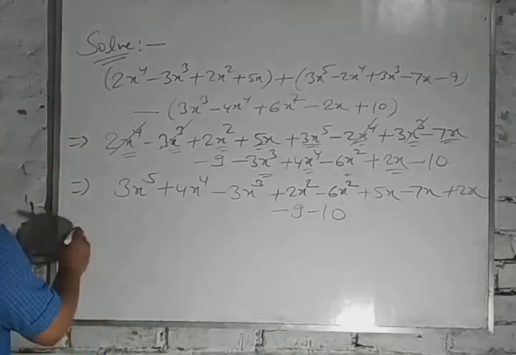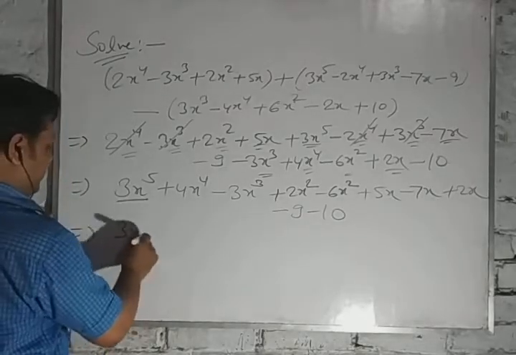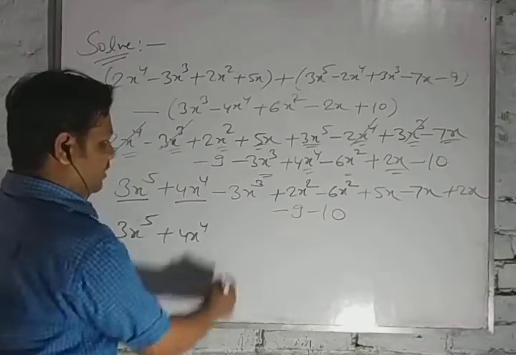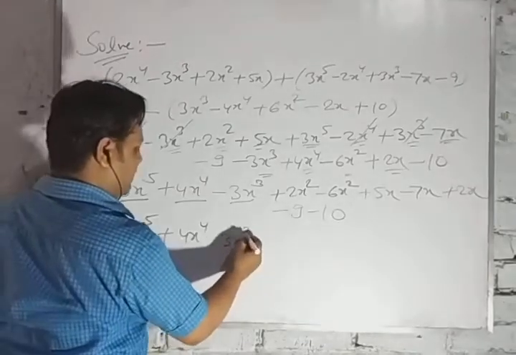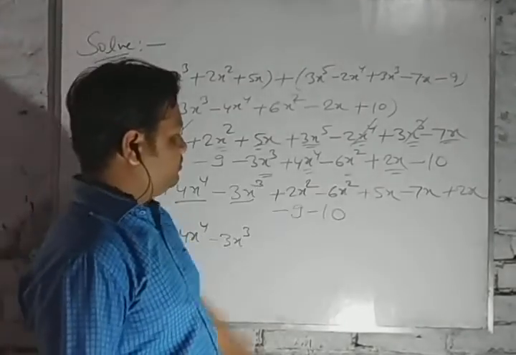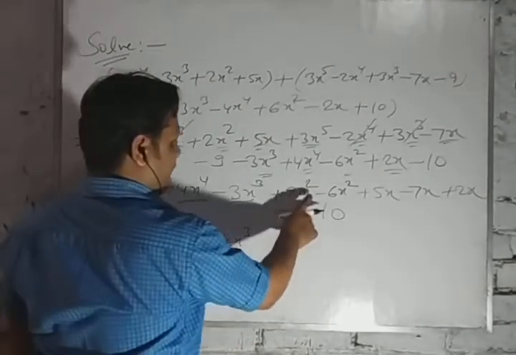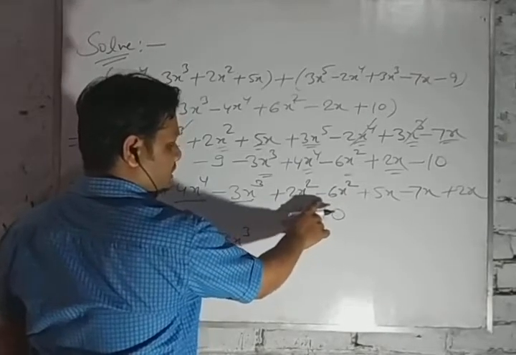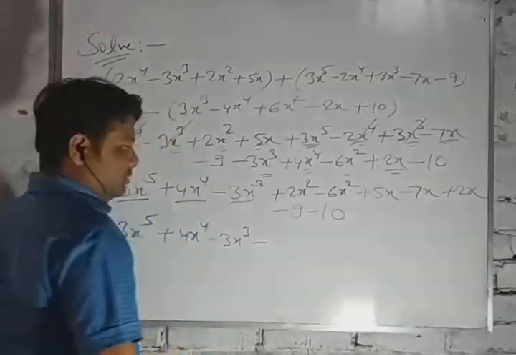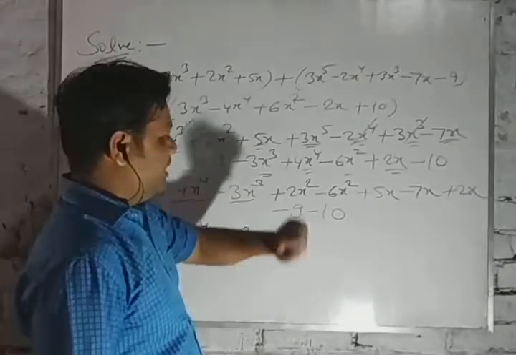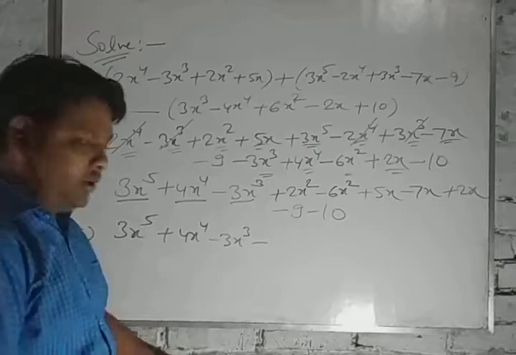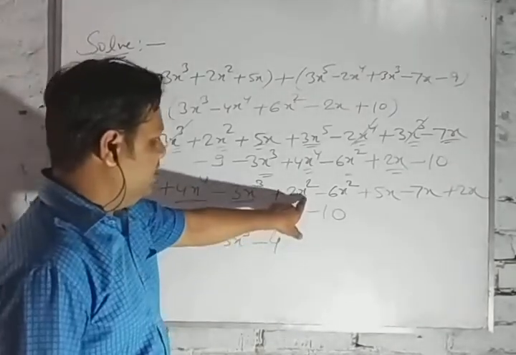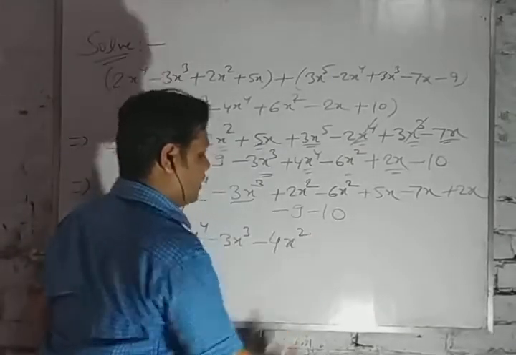Now solve. Only this one is there, so again we will write 3x to the power 5 plus 4x to the power 4. Here only one, so minus 3x to the power 3. Now here two: plus 2 or minus 6, which is greater? 6 is greater, so we will write the minus sign. Now plus 2 and minus 6 is equal to minus 4. Minus is already written, so we have to write only 4 and the variable is x square. So we will write x square here.